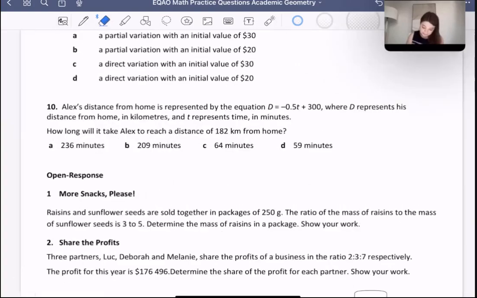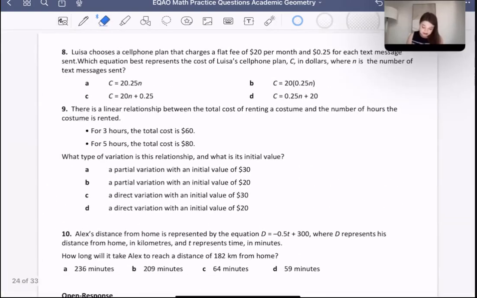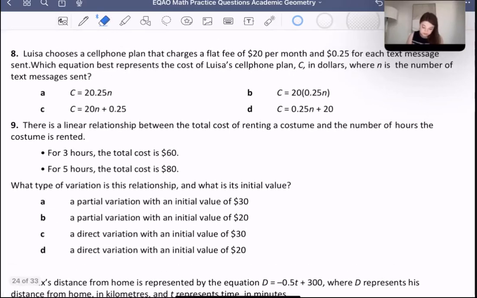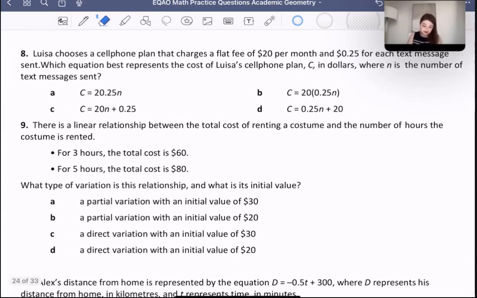Okay. Now we have 8. 8 says, Louisa chooses a cell phone plan that charges a flat fee of $20 per month and 25 cents for each text message sent. Which equation best represents the cost of Louisa's cell phone plan? C, in dollars, where N is the number of text messages sent.